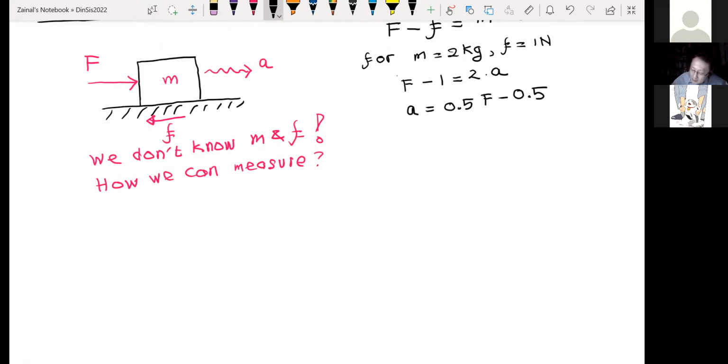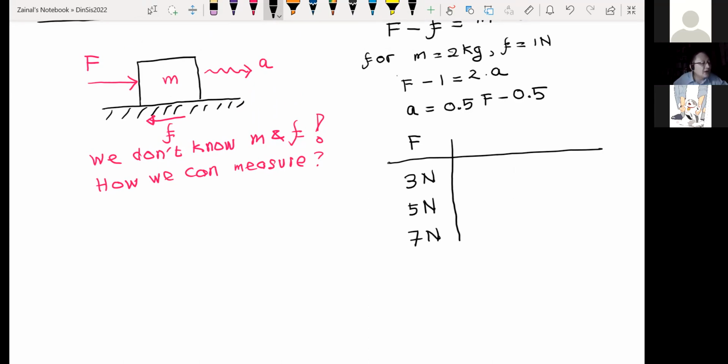Okay, now look at this one. We apply force. For example, we want to apply force. Suppose this one, 3 Newton. And then we apply 5 Newton. And then we apply 7 Newton. And then we apply 9 Newton. Okay.